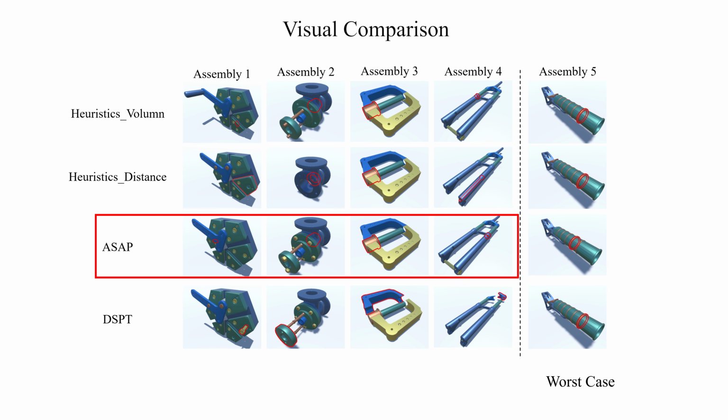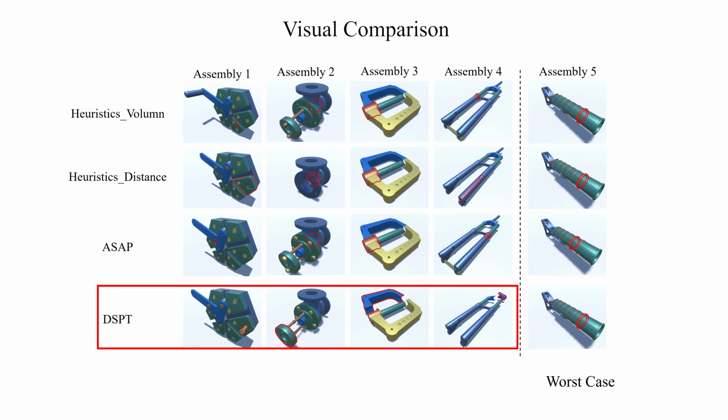The ASAP method does not consider the effect of visibility on disassembly. As a result, a predicted disassembled part may be surrounded by other parts and cannot be disassembled. In contrast, our DSPT method takes into account the visibility feature and the guiding effect of the disassembly sequence on the current disassembly, so its predicted disassembly sequence is more continuous and reasonable.